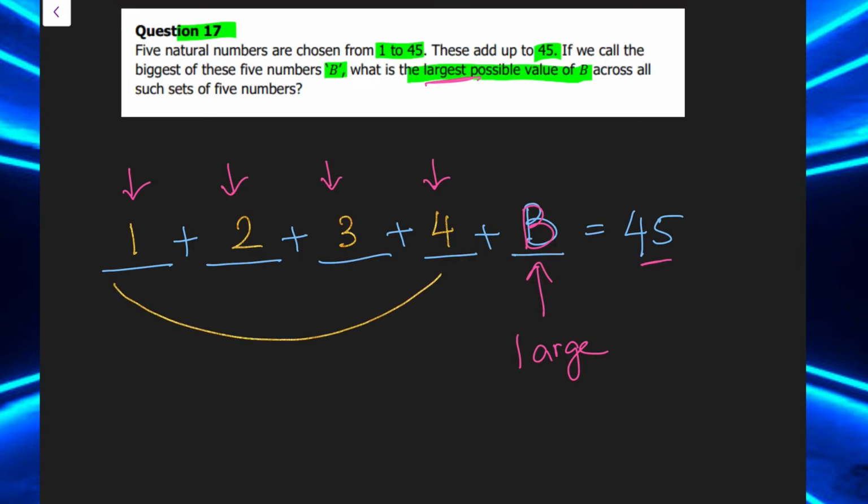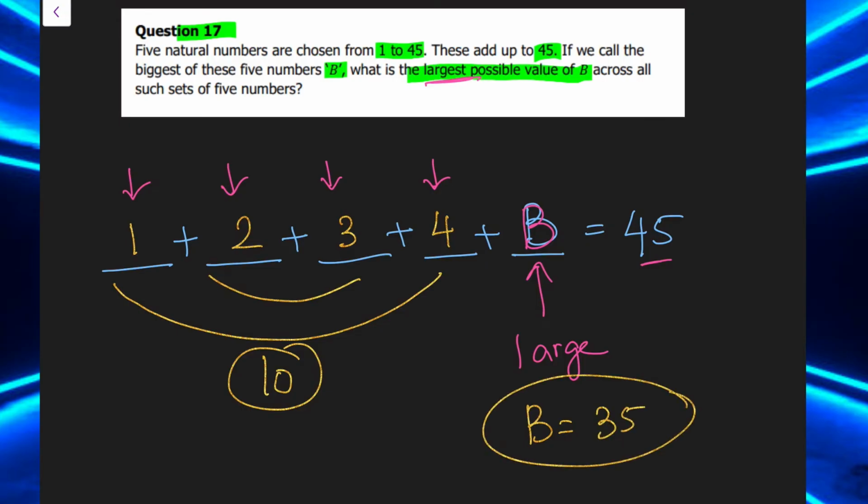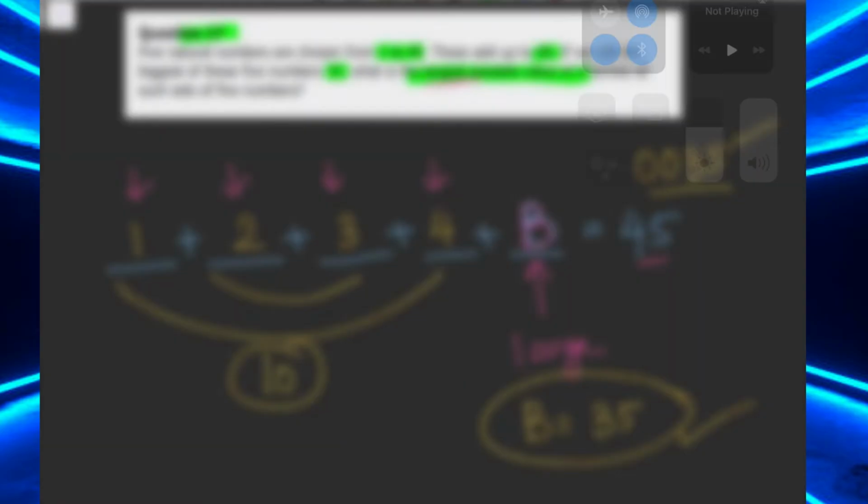All right, now let's see. 1 plus 2 plus 3 plus 4 is 10. That means b can be maximum 35. All right, so that is the value of b. 0035. This is our answer.